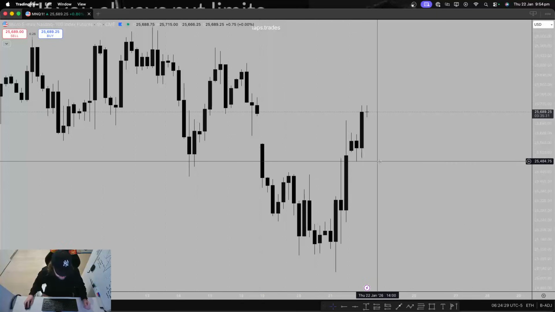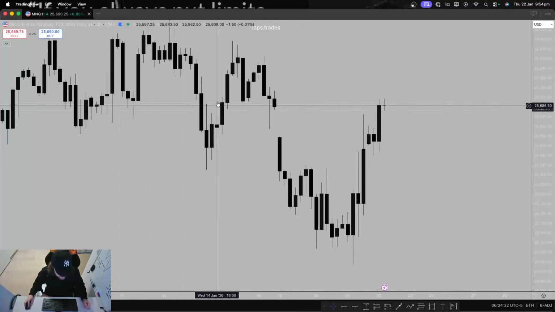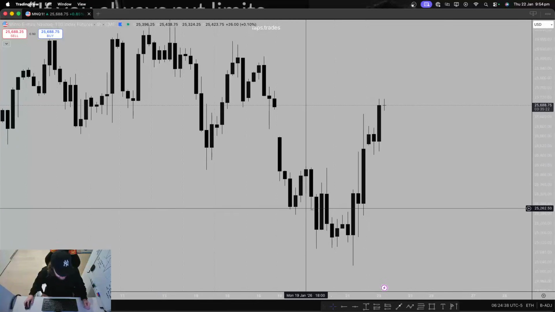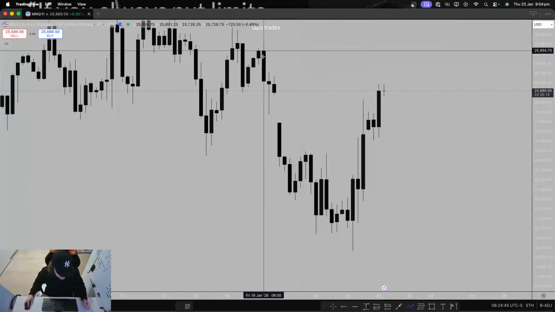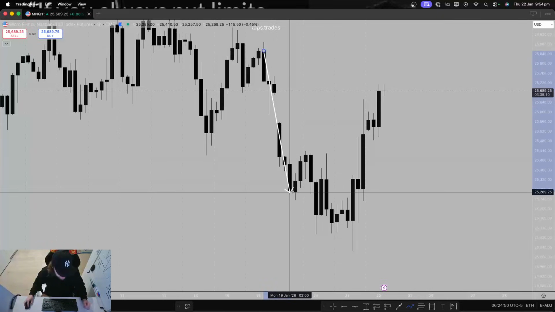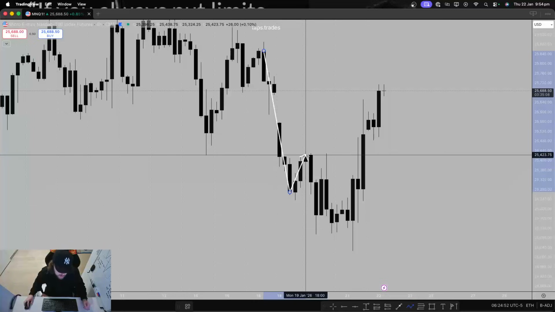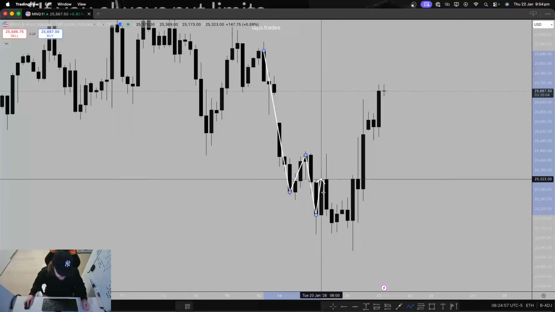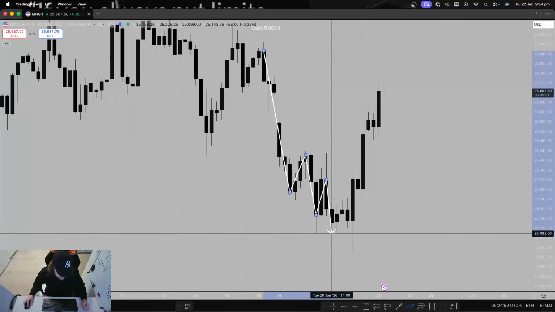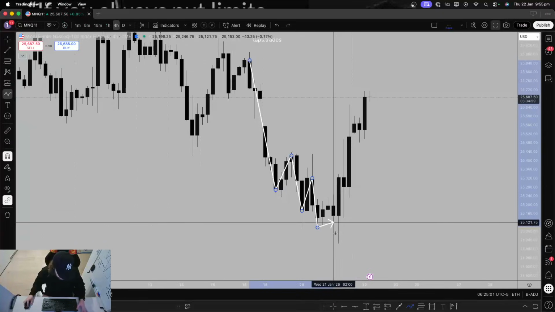Let's run through this example here. Obviously we can see price making lower lows and lower highs very clearly. We can see that this is the opportunity that happened this week in particular. So let's use the path tool just to gauge an understanding. There's a high, there's a low, there's a lower high, there's a lower low, lower high, lower low, right? We can very clearly see that.